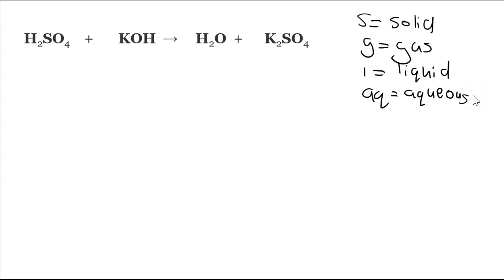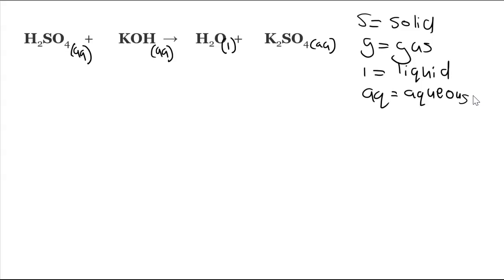Now, adding state symbols to a reaction like this, it would usually tell you whether or not it's been dissolved in water, because that's what aqueous means. Aqueous just means dissolved in something. So sulfuric acid is usually found in an aqueous form. It would tell you in a question if it wasn't. This is aqueous, liquid for water, and K2SO4, that is also aqueous. So they're state symbols, and sometimes you get asked to add them to a reaction.